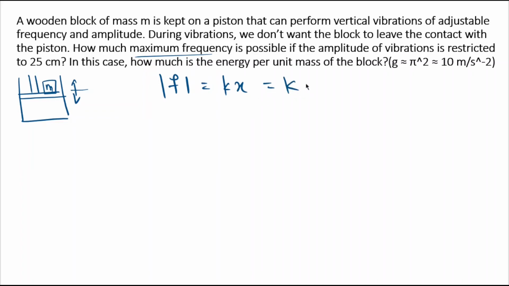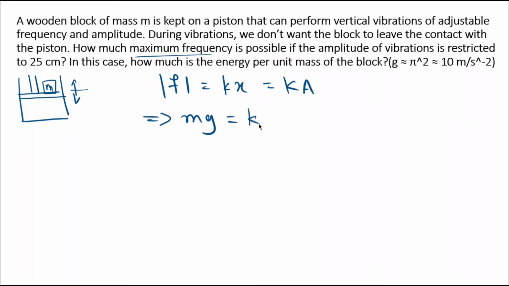Let's take it kA. So this is the restoring force with which the piston will come down, but the wooden block doesn't have any restoring force. It will just freely fall with the acceleration due to g. In order for the wooden block to stick to the piston while coming down, the force with which the wooden block is coming down due to gravity should be equal to the restoring force of the piston.